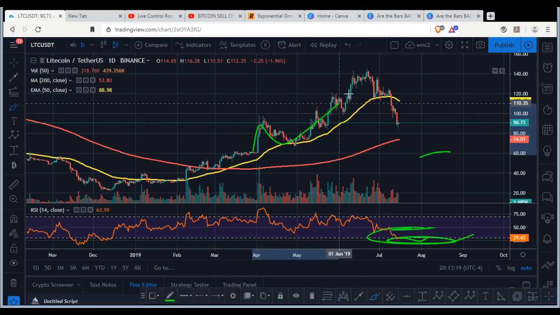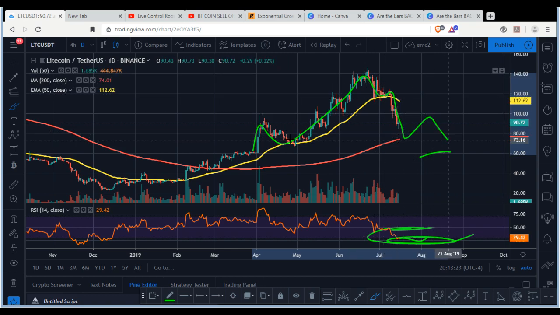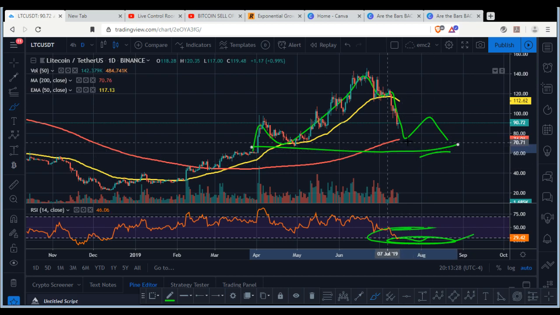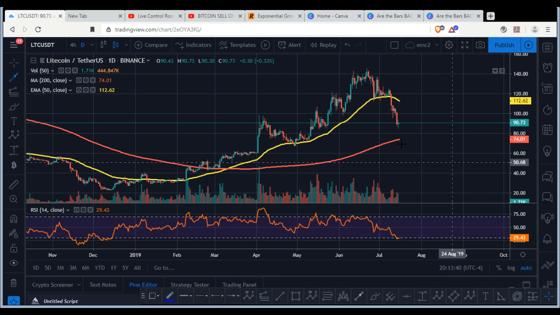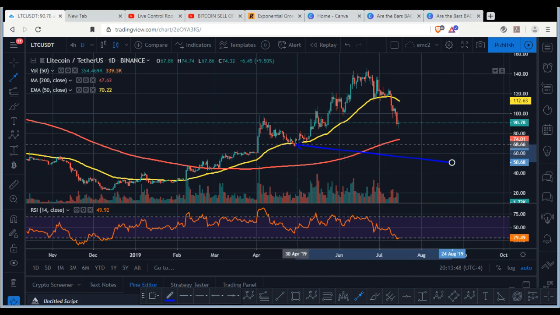Most people are gonna be calling for this move a head and shoulder, because most likely we're gonna get support from the 50 EMA. We got support from the 50 EMA, but most likely we're gonna get support from the 100 EMA. That's the daily 100 EMA, this red line. We could get support from this, which is roughly around 70.